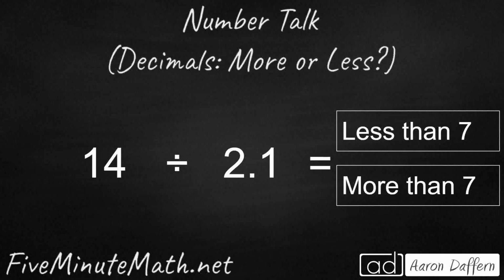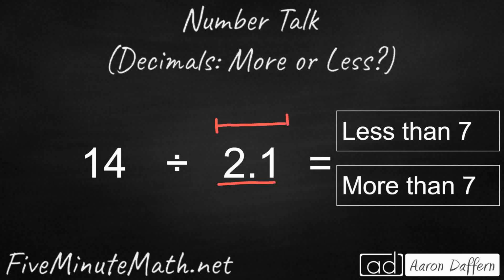So we need to divide, and the 14 is just a whole number, but look at what we have here, right? This divisor is a decimal, 2.1. So first, let's just estimate, right? 2.1 is going to be really close to just 2.